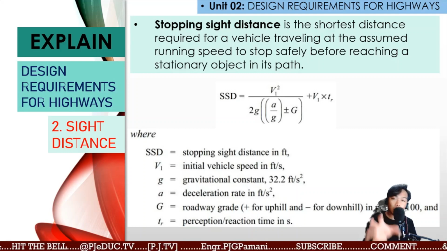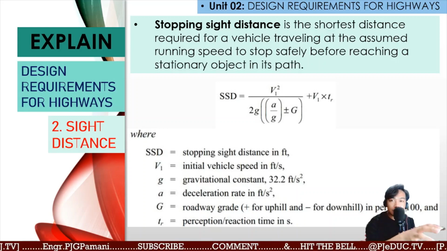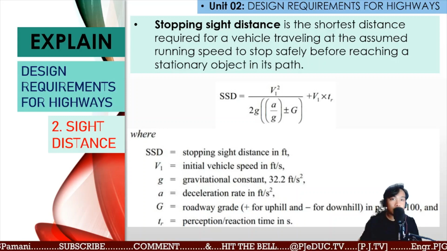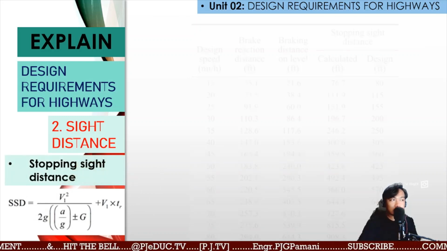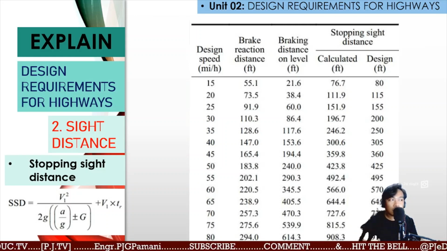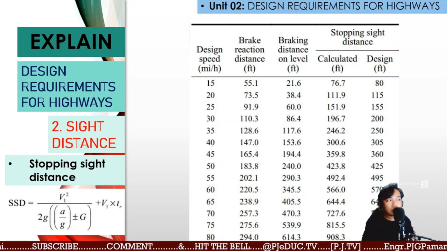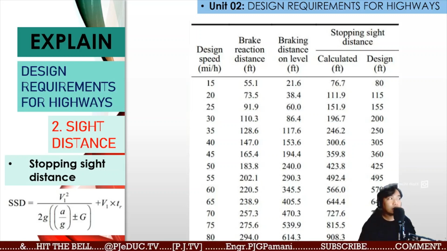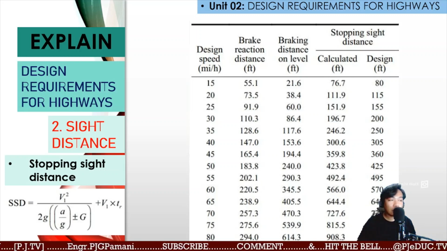And the road design that we will later on consider helps the vehicle to sustain that particular speed and that particular perception time or reaction time. So when it comes to stopping sight distance, we have here standard tables. We usually don't compute that; this is just our standard. Under stopping sight distance: design speed in miles per hour, brake reaction distance, braking distance on level, and stopping sight distance calculated and designed.